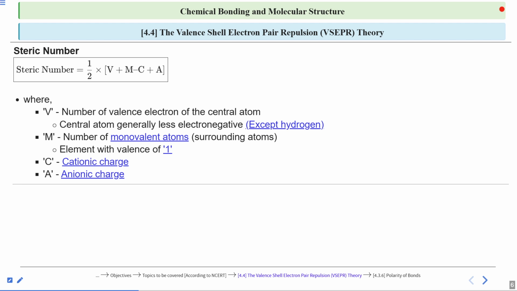So it is half into VMCA, if we have a negative in the middle and positive on both sides. Got it? Okay. So let us try to apply this formula on different molecules.